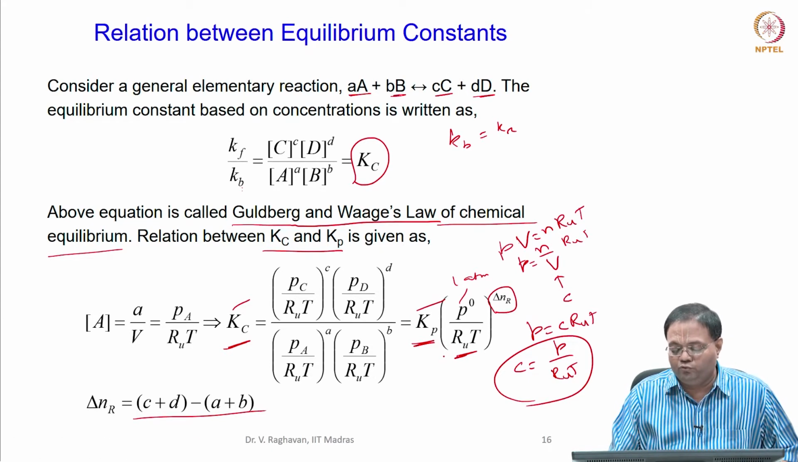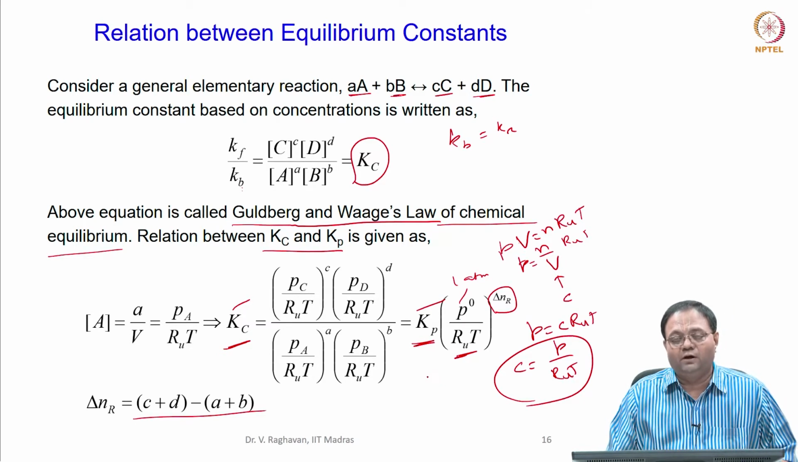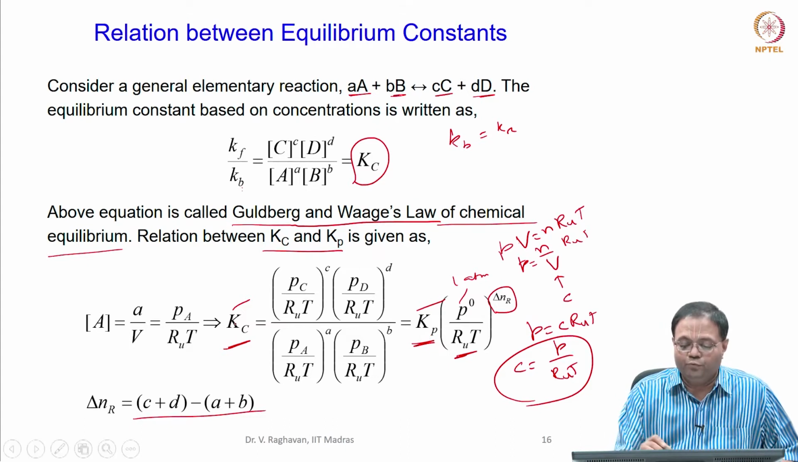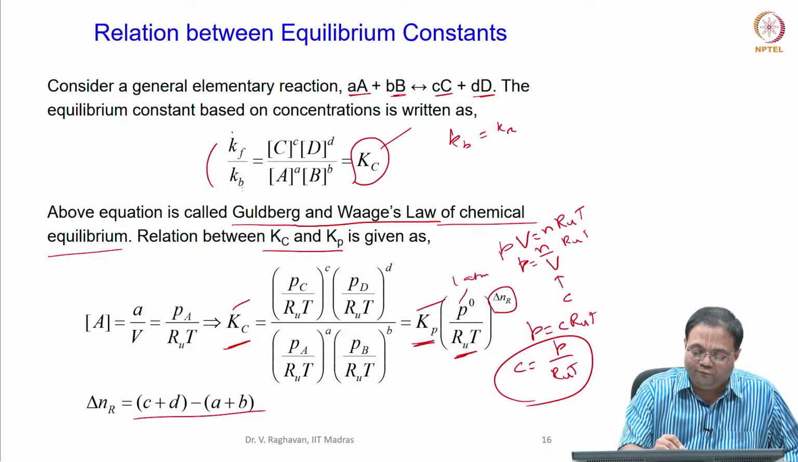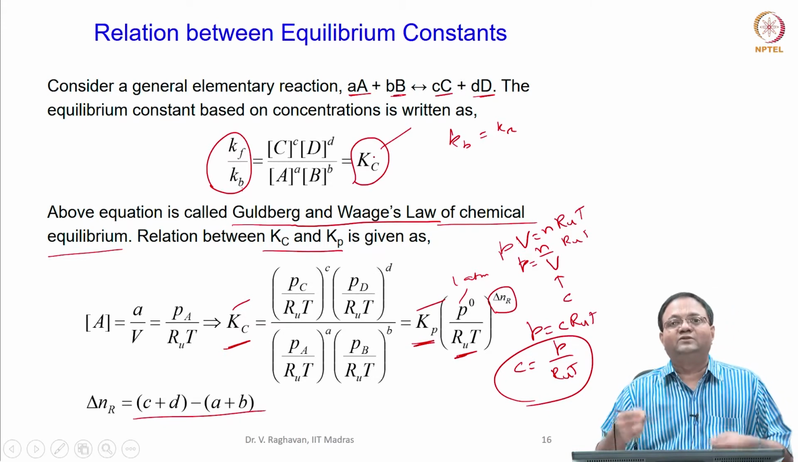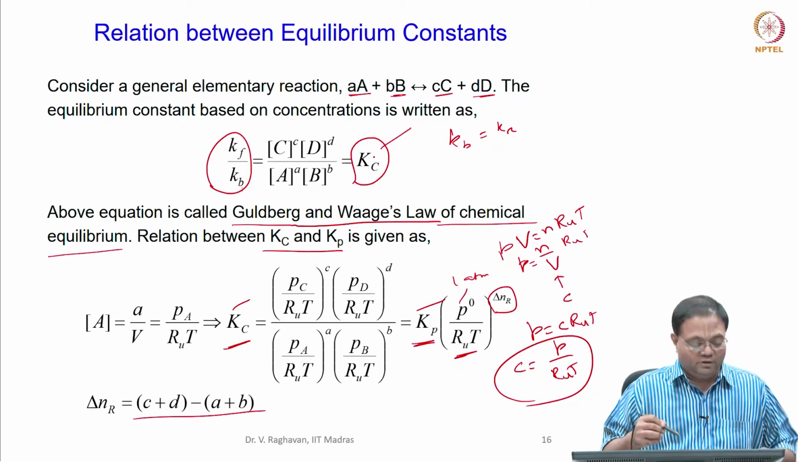Kp can be calculated using the Gibbs energy change, the Gibbs function change, at a particular temperature. Then you can use that to calculate Kp and then Kc. Once Kc is known, one of these, Kf or Kb, is measured, and the other is calculated using Kc, which is much more accurate than the measurement itself.